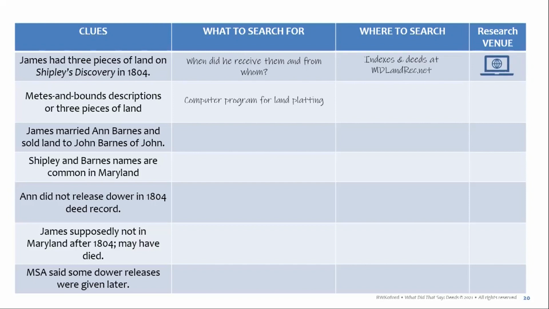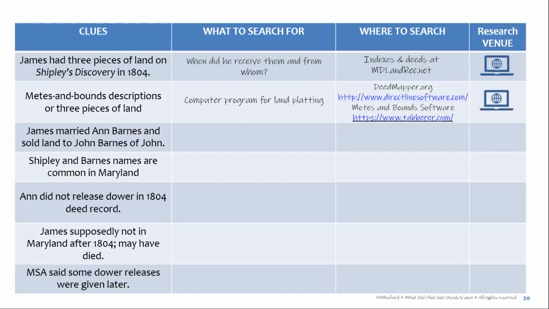What about the metes and bounds descriptions and the 3 pieces of land? Well, I can get a computer program for land platting. Of course, I'll have to learn how to use it, but there are 2 that are commonly recommended. One is deedmapper.org at Direct Line Software, and another is Metes and Bounds Software at tabberer.com. Those are online too. James married Anne Barnes and sold land to John Barnes of John.